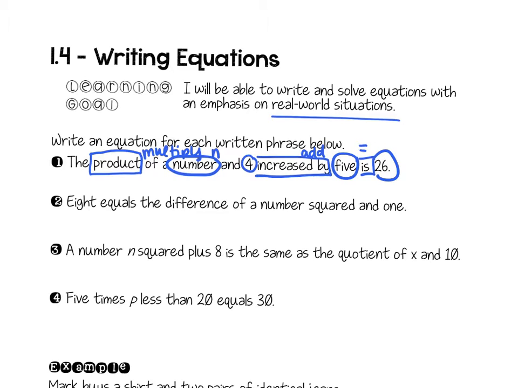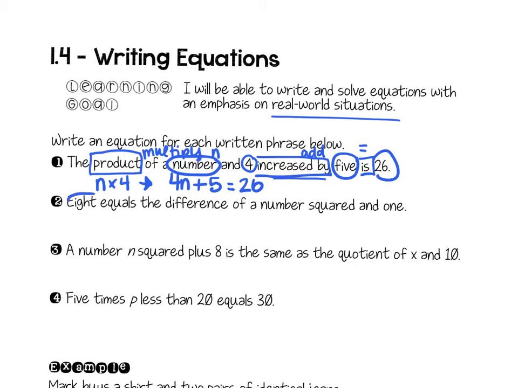So the product of a number n and 4 increased by 5 is 26. So first thing I want to start with is multiplying n and 4. So we know that's like this, but we want to start writing that as just 4n. Okay, and then it says increased by 5, so that means plus 5. And then is, or stands for equals, and the total they give us is 26. We're not solving these, we're just writing.